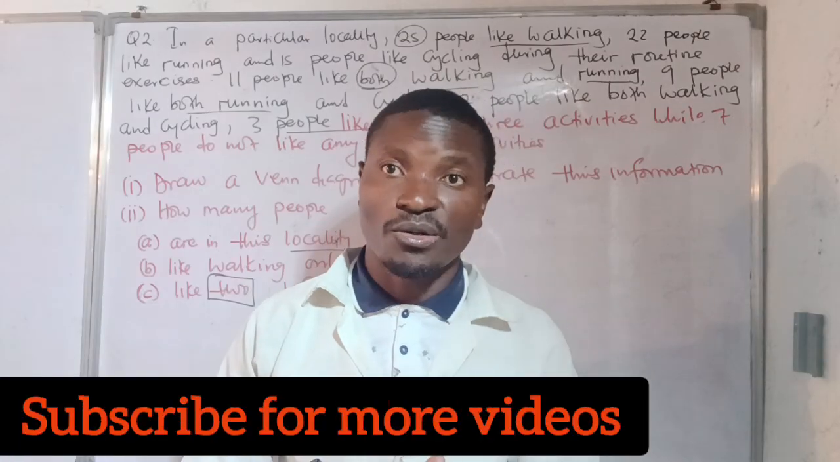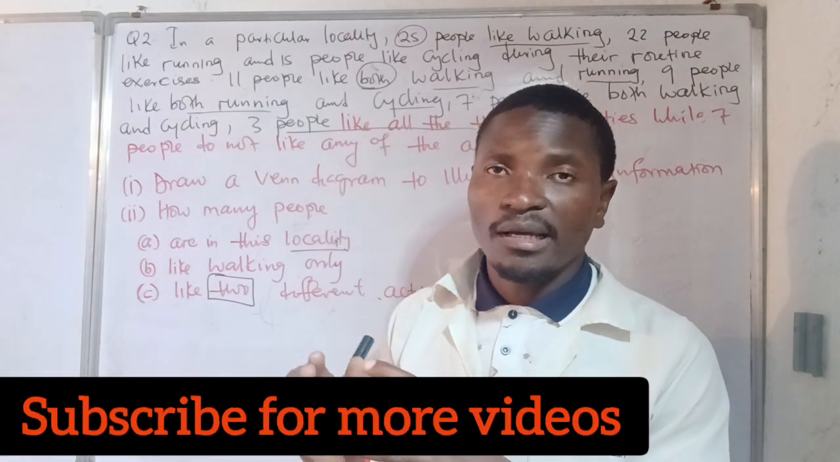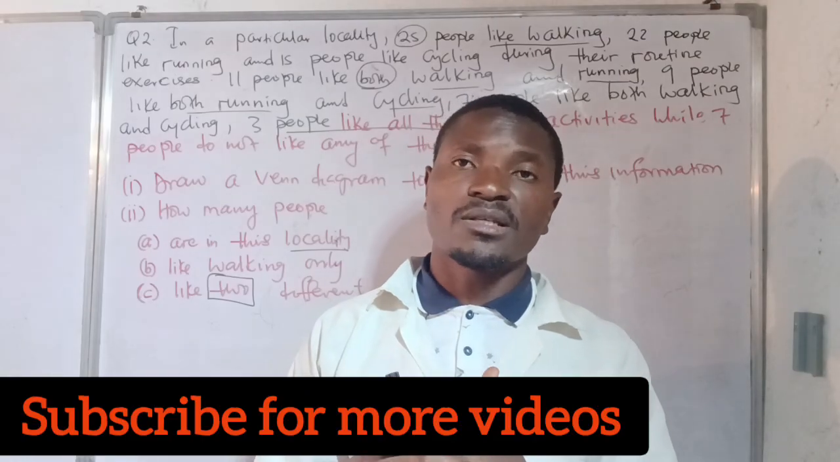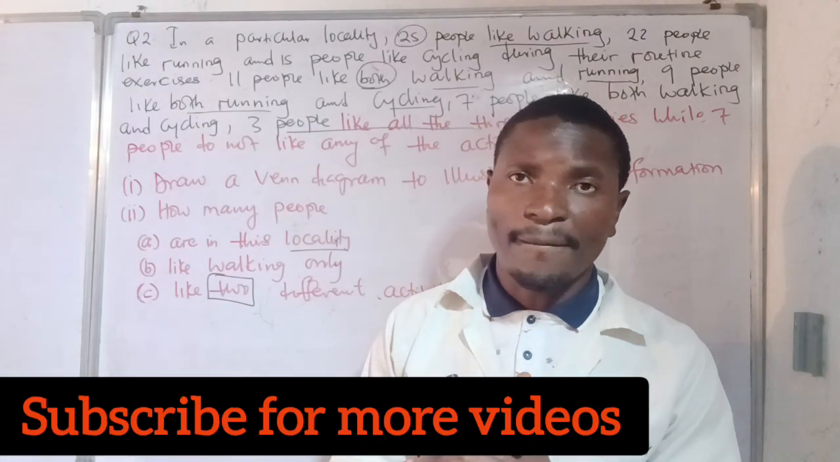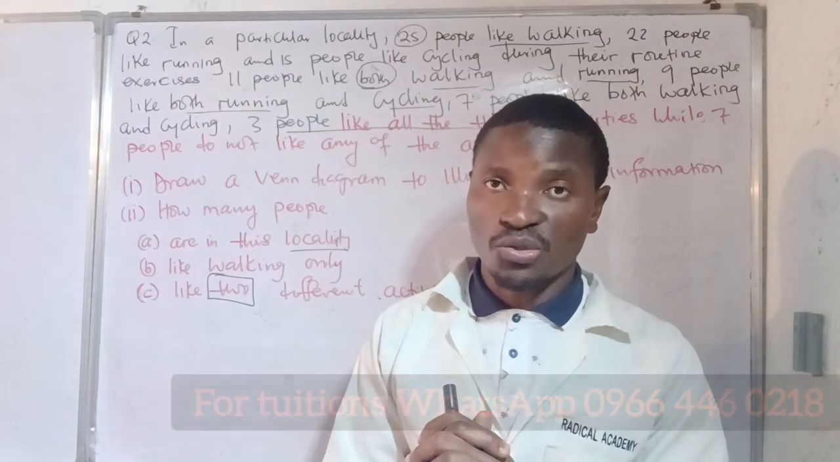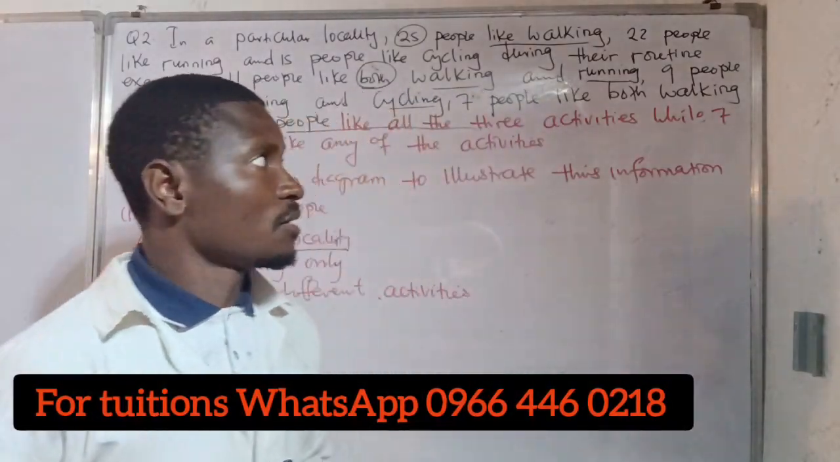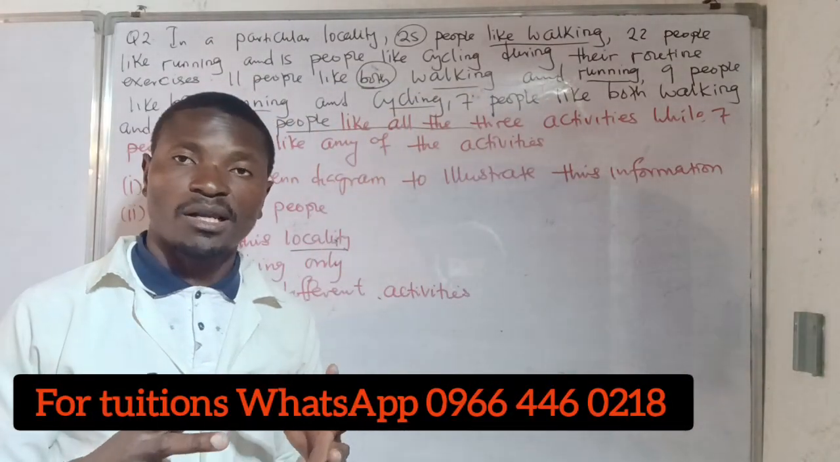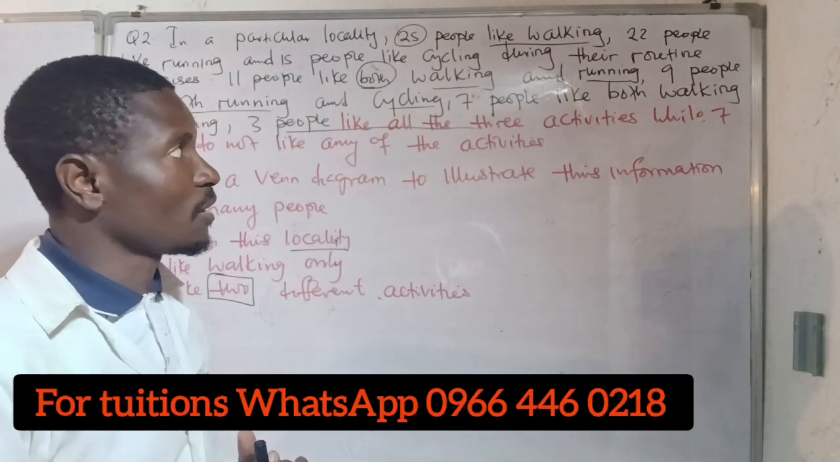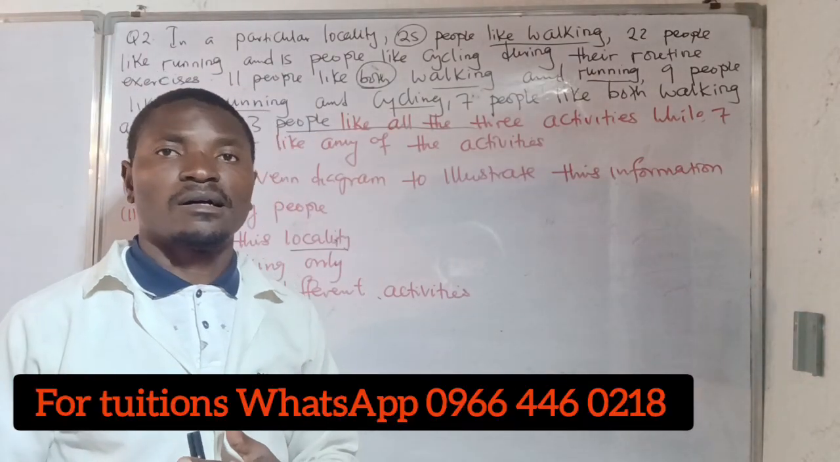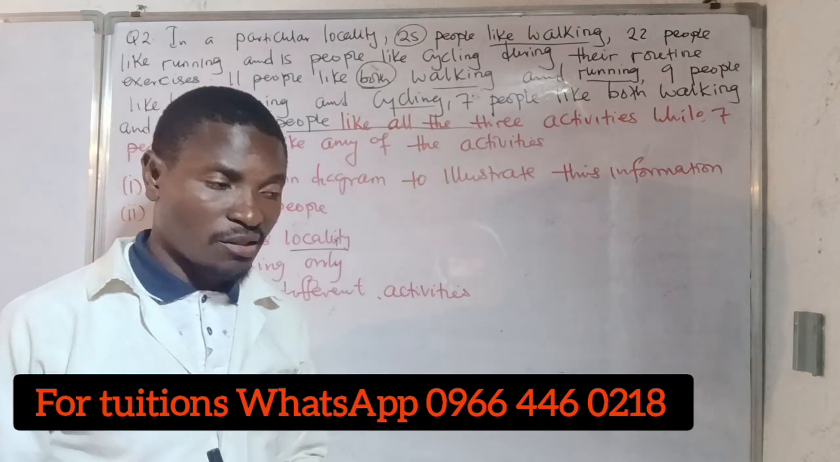So in today's video we are going to look at the question under sets. It's coming from 2022 math paper 2. This is a question that helps us understand how we can come up with the Venn diagram based on the information that we've been given.